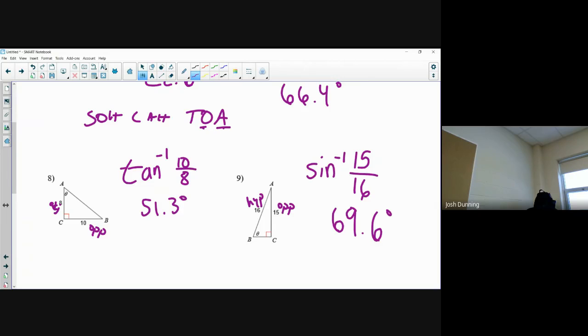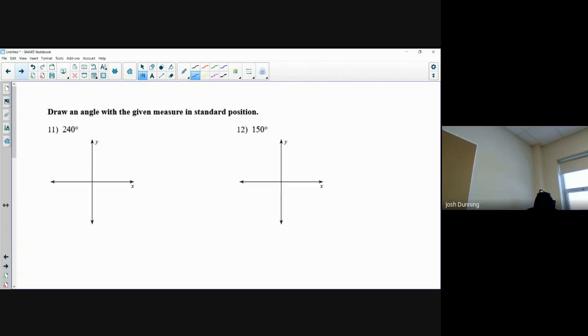That's just a little quick review of the SOHCAHTOA thing. Now the other, this is really, really easy. I'm going to be drawing angles on a coordinate axis. Never done this before, but it's really easy.